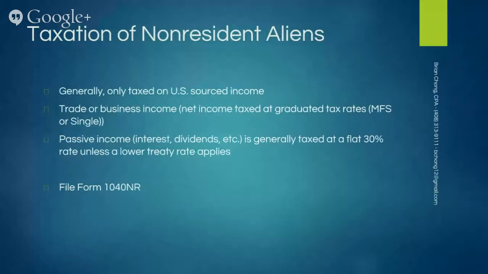Okay. So on the previous slide we talked about how resident aliens get taxed. Now we're talking about non-resident aliens. Generally speaking, they're only taxed on the U.S. sourced income. And even if they're married, they have to file married filing separately. That's one drawback of filing as a non-resident alien. And again, there's a 30% flat tax rate on their passive income, and they would file the return using Form 1040-NR instead of the regular 1040.